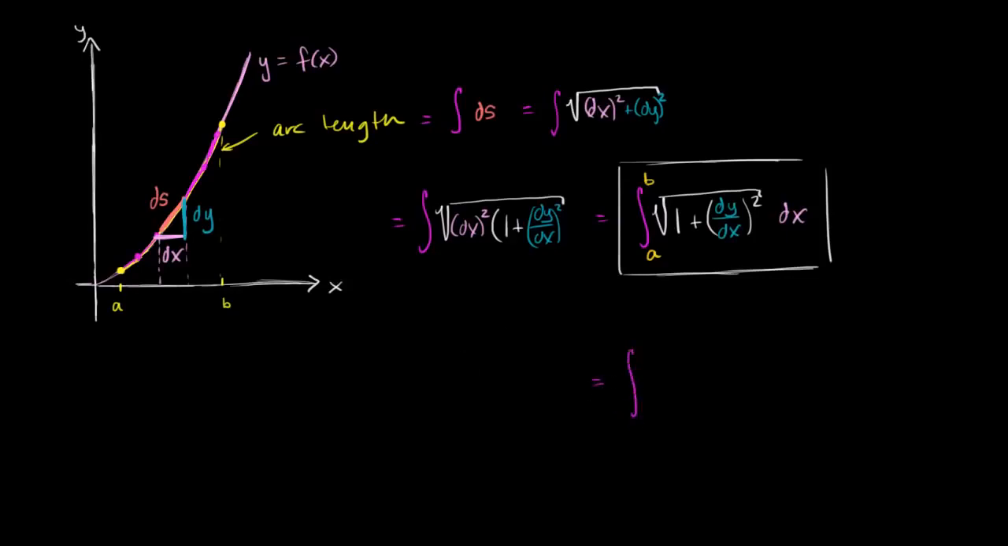If you wanted to write it in a slightly different notation, you could write this as equal to the integral from a to b, x equals a to x equals b, of the square root of 1 plus, instead of dy/dx, I could write it as f prime of x squared, dx. So if you know the function, if you know what f of x is, take the derivative of it with respect to x, square it, add it to 1, take the square root, and then take the definite integral of that with respect to x from a to b. And we'll do that in the next video.